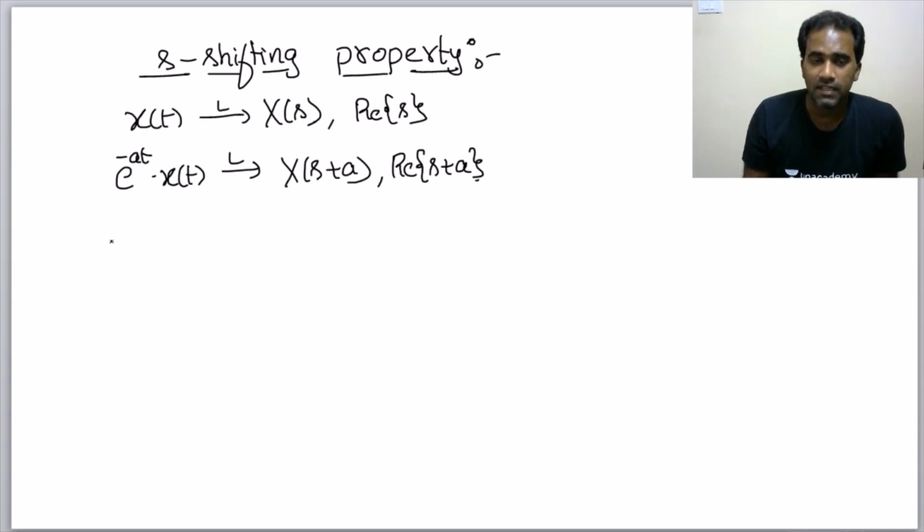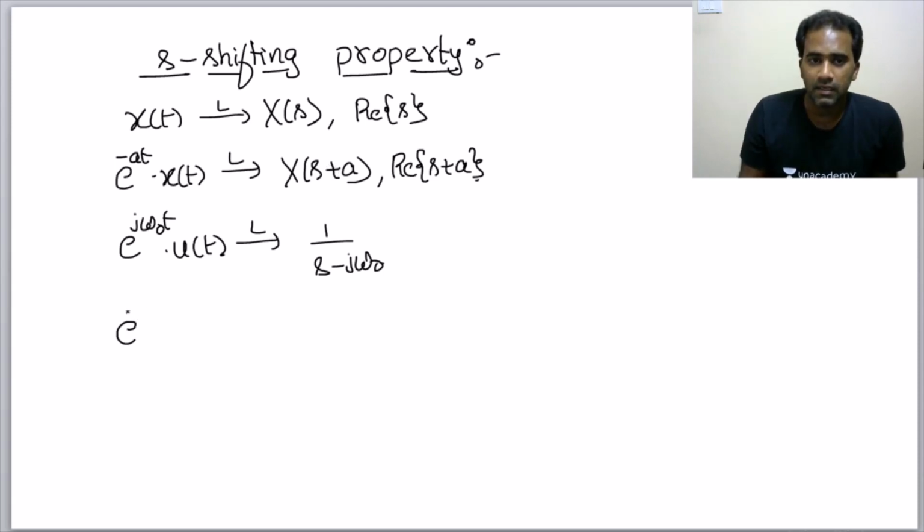Using this, let us find the Laplace transform of e power j omega naught t into u of t. Laplace transform of u of t is 1 by s. Laplace transform of e power j omega naught t into u of t is 1 by s minus j omega naught. See the sign here? If it is minus a here, it should be plus a here. S is replaced with s plus a. Sign is opposite in S shifting property, whereas sign is same in time shifting property.